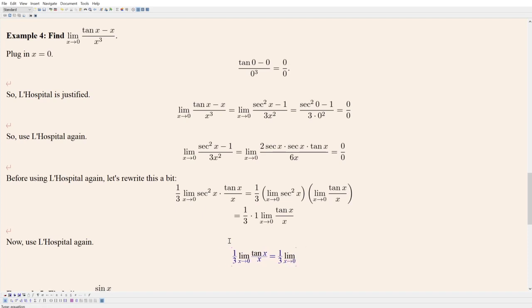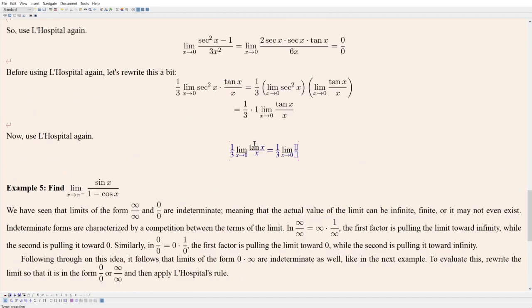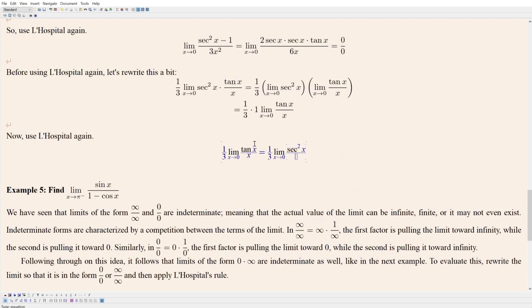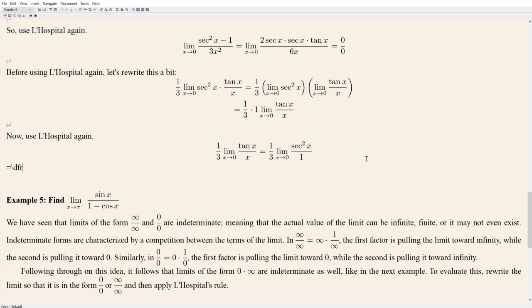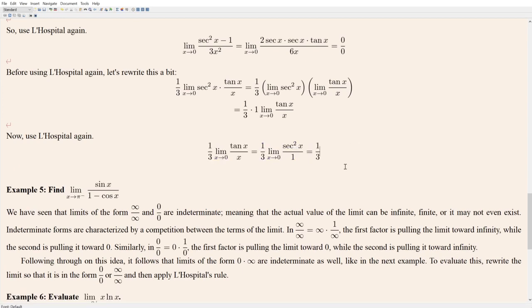Writing all these limits is a bit of a pain, but so it goes. So the derivative of tangent is secant squared. The derivative of x is 1. Happy day. Finally we end up with something which doesn't just keep on recursively giving us L'Hopitals, because plugging in 0, you just get 1 here. So we get 1/3 times 1, which is just 1/3, and we're done. So yep, that's that.